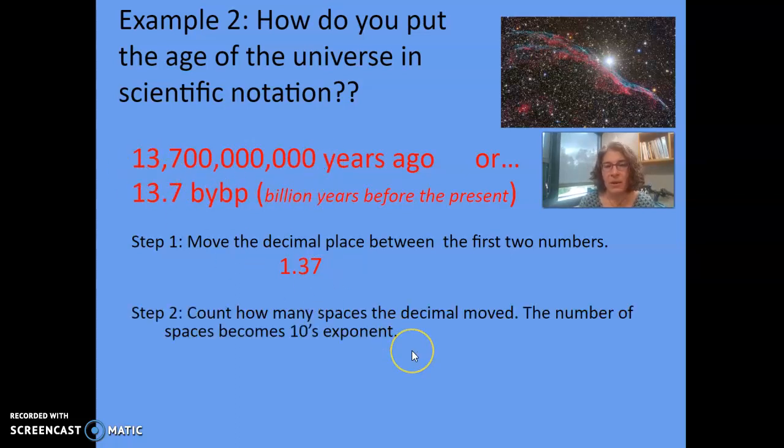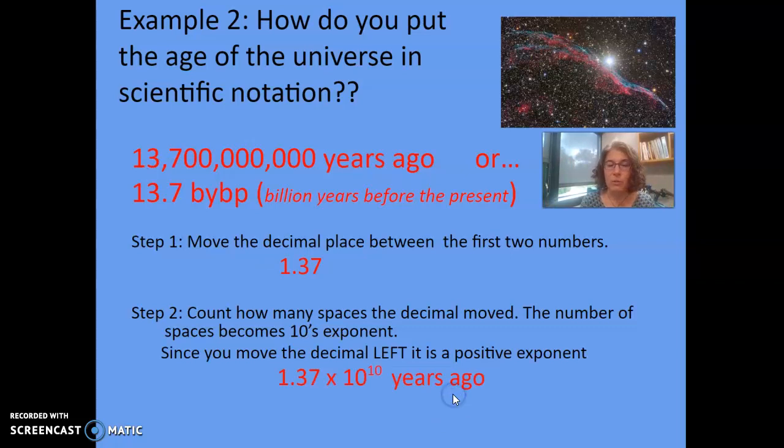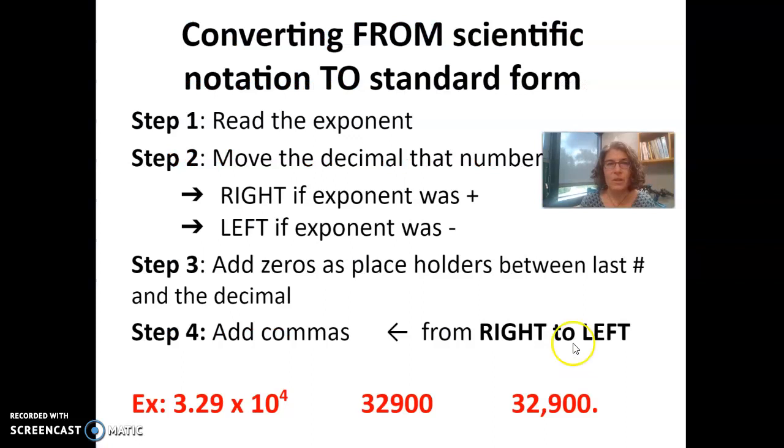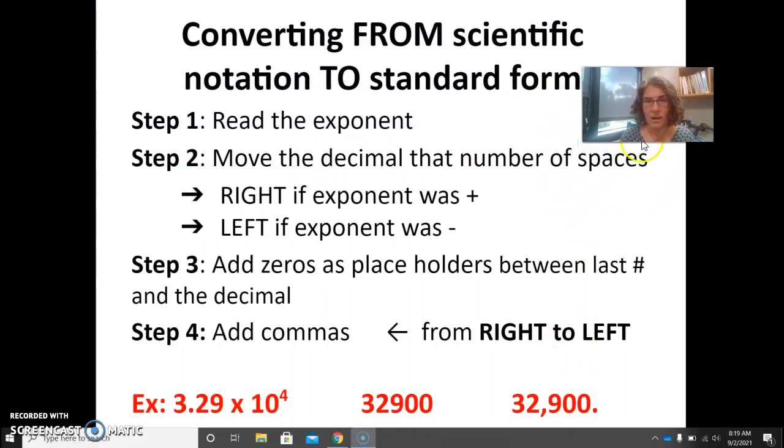The next thing we're going to do is count how many spaces the decimal moved, and that number of spaces becomes our tens exponent. So our decimal started here to the right of the last zero. We moved it over 1, 2, 3, 4, 5, 6, 7, 8, 9, 10 places. And because we started with a really big number, our exponent is going to be positive. So when we express this in scientific notation, it becomes 1.37 times 10 to the 10th, because we moved the decimal point 10 places.